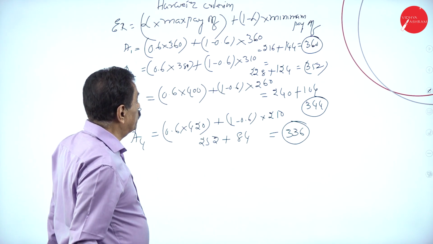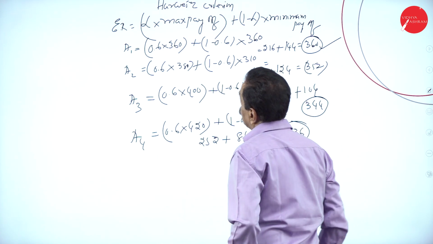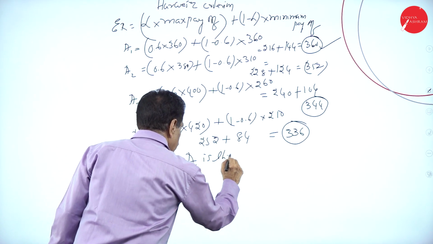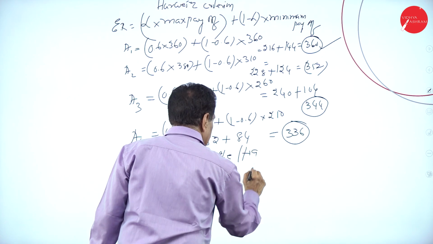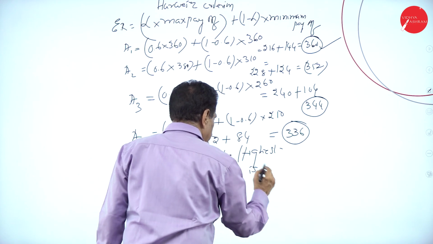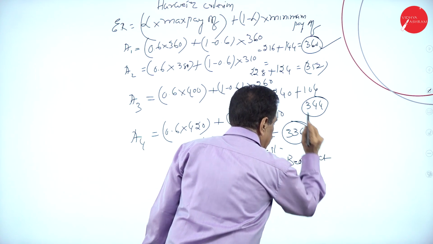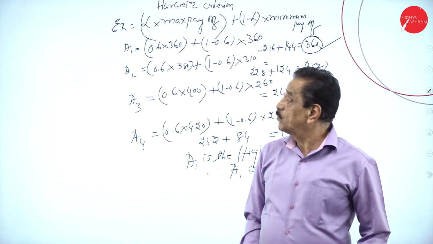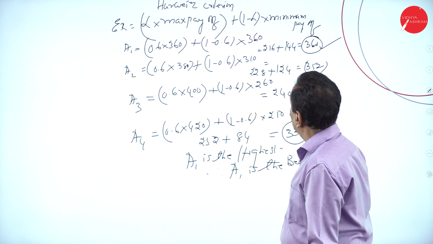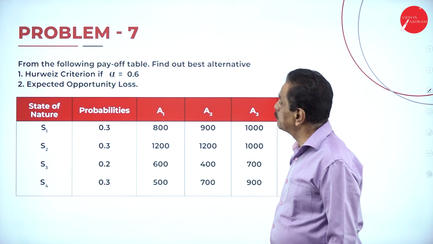So, which is the highest one? See that? So, 360 is the highest. So, A1 is the highest. Therefore, A1 is the best act. Hope you understand this. Slowly you have to say alpha into maximum payoff plus 1 minus alpha into minimum payoff. We move to next problem now.